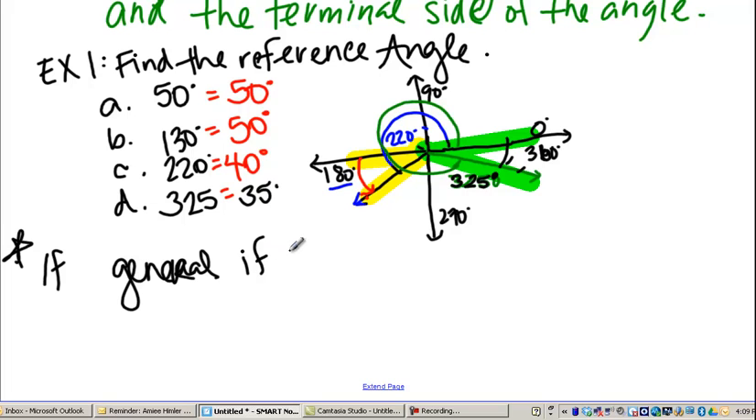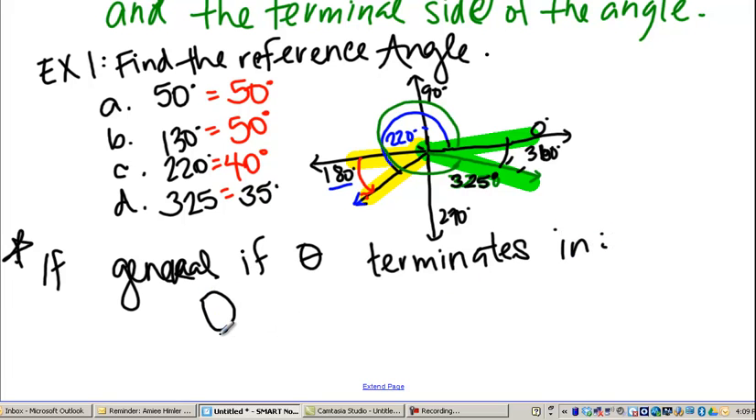So in general, if theta, and theta means the angle, terminates in quadrant 1, I'm going to say theta REF, for your reference angle, equals your theta. Okay? Just like we did on example 1, problem A. 50 was our angle, our reference angle was 50.